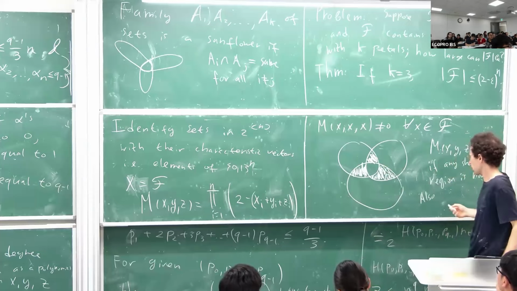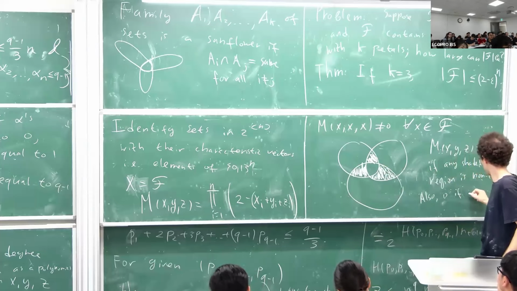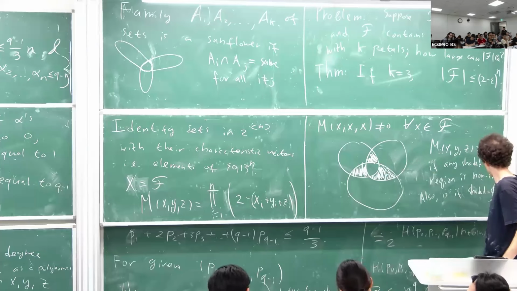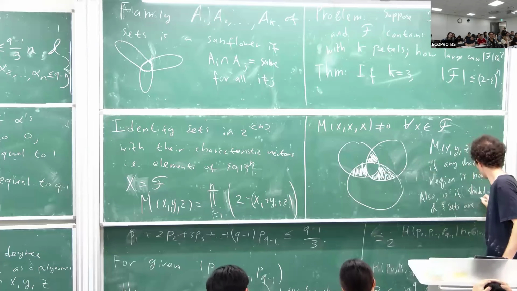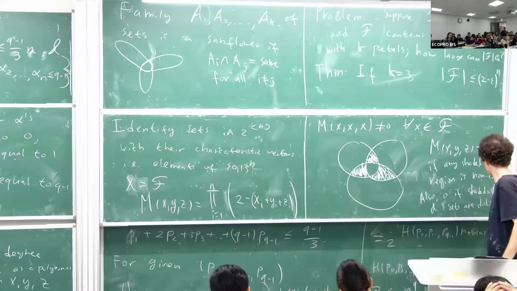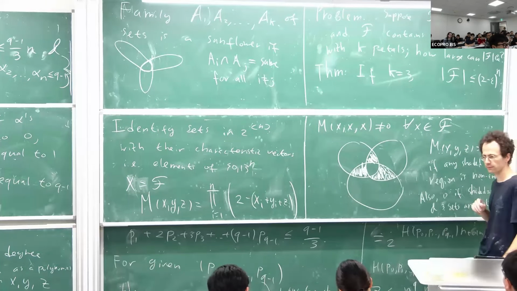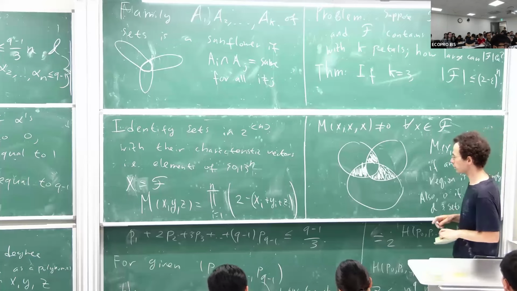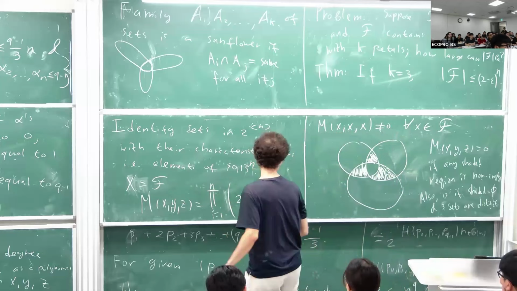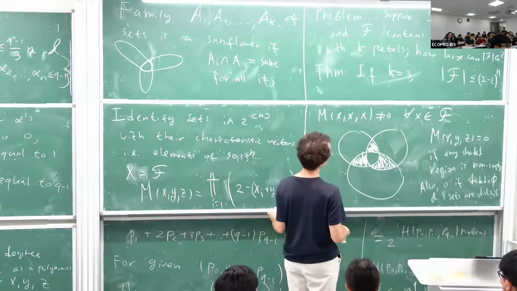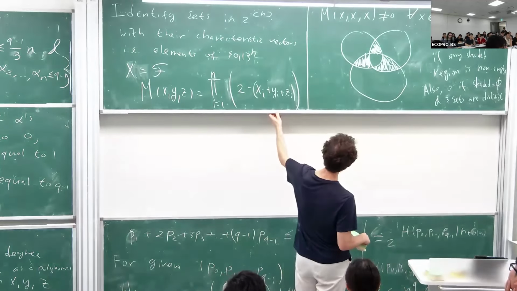Also 0 if shaded regions are empty and the 3 sets are distinct, right? Because this is the sunflower-free condition. So the only thing which, oh, sorry, I forgot one step here. Okay. So now those are the things we need to do.